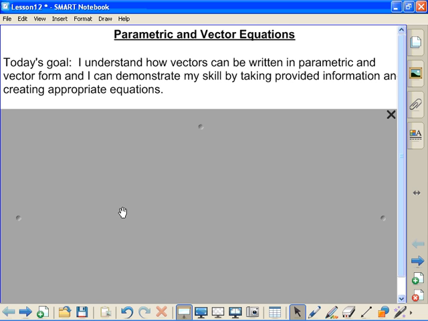So what's our goal today? By the end of the note and the homework, I want you to understand how vectors can be written in parametric and vector form. And you can demonstrate the skill by taking information I give you and creating a parametric and vector equation. So that's the goals for today.